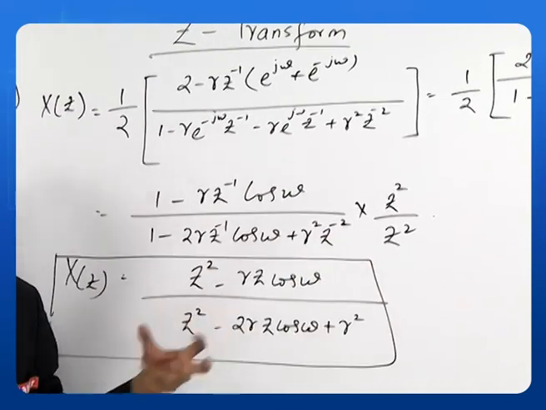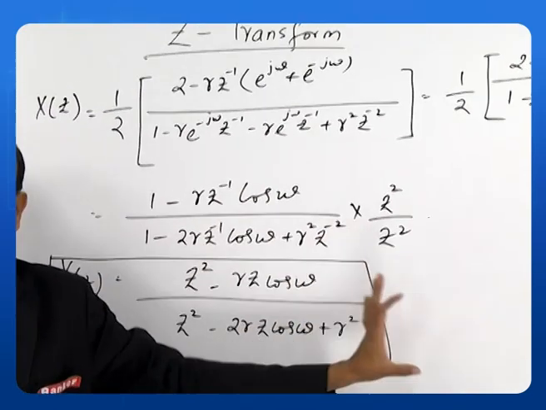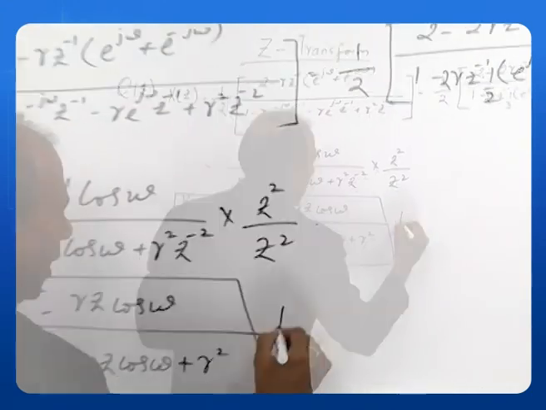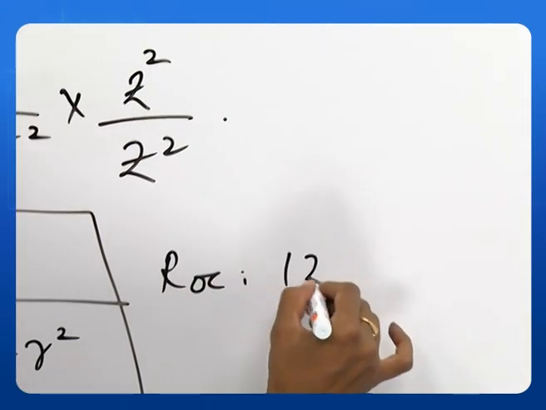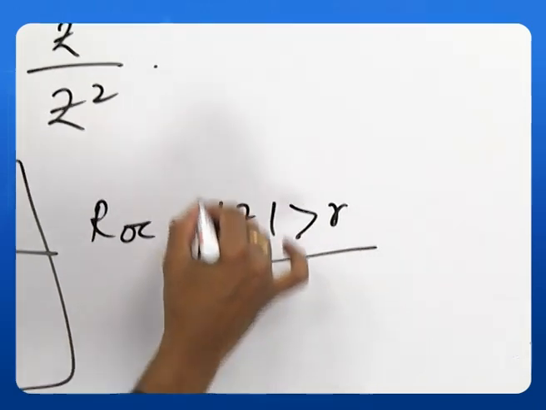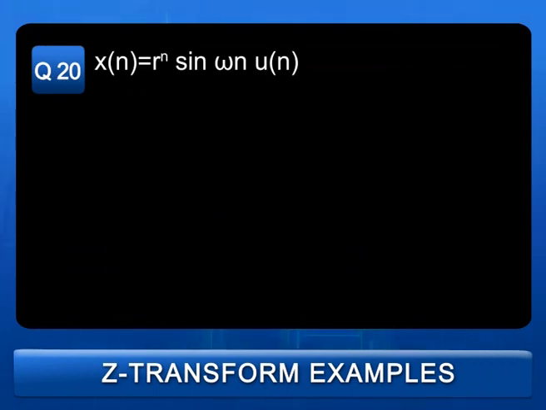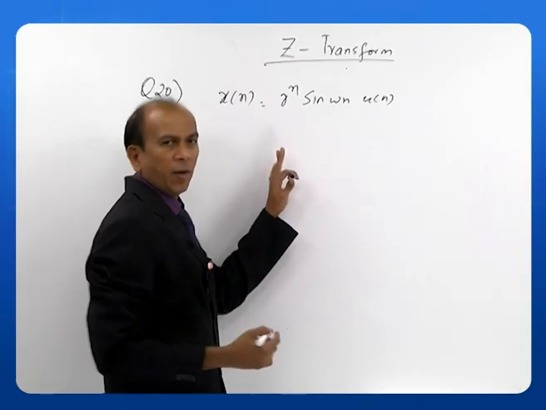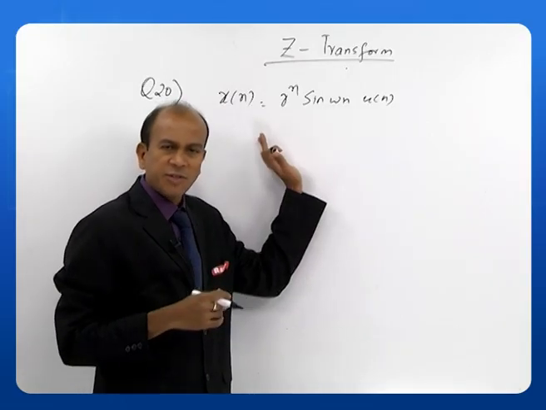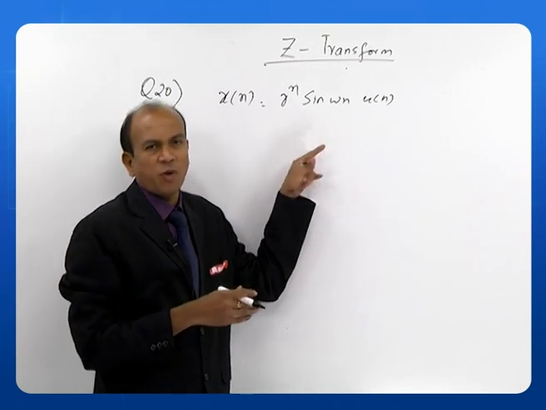So what is the ROC for this? ROC is |z| greater than r here. So I can write down here ROC is |z| greater than r. So this is the region of convergence. Let us see the 20th problem. X of n is equal to r^n sin omega n u(n). Okay, this problem is almost similar to what we have done earlier.